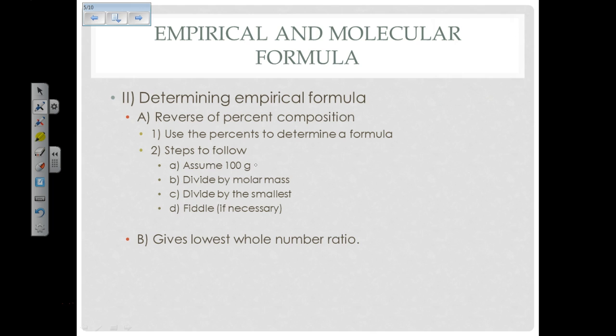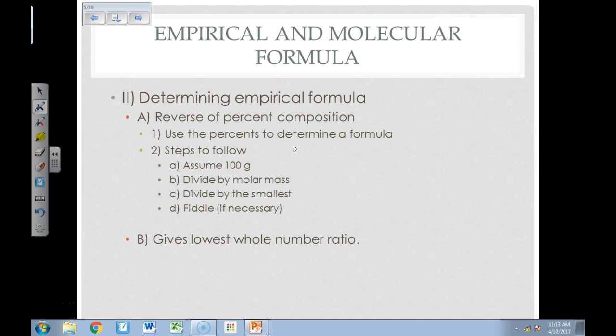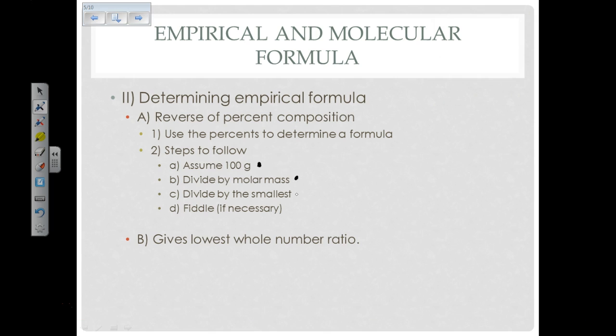And so these are the steps we're going to follow. We're going to assume 100 grams. Okay, we're going to divide by the molar mass of the element, and then we're going to take all of those and divide all of them by the smallest. And then this step, the fiddle step, we're going to mess around with the values to make sure that they are whole numbers. Okay, and that's what we have here, the lowest whole number ratio.